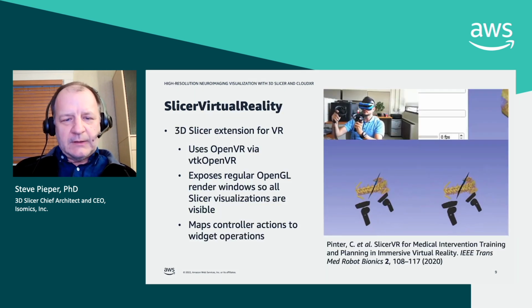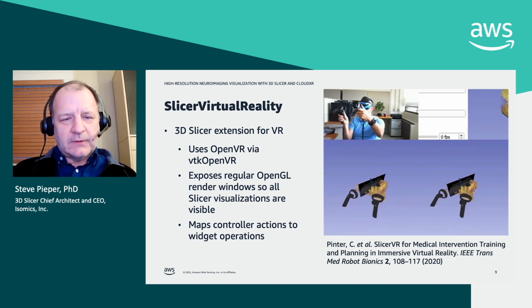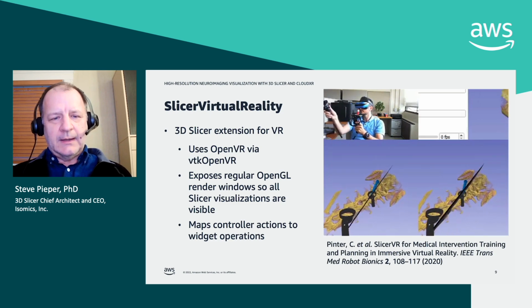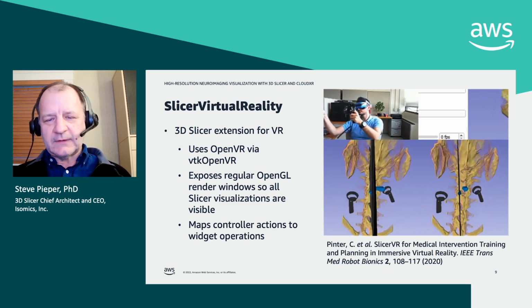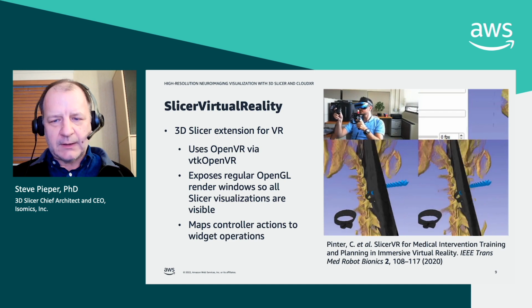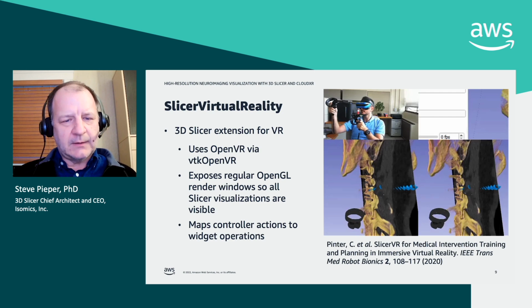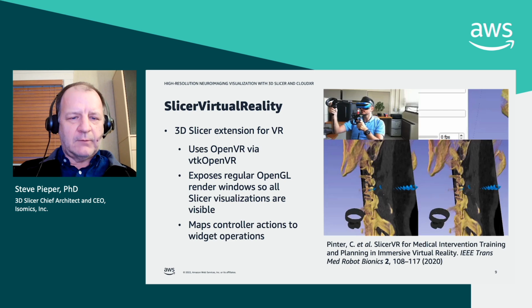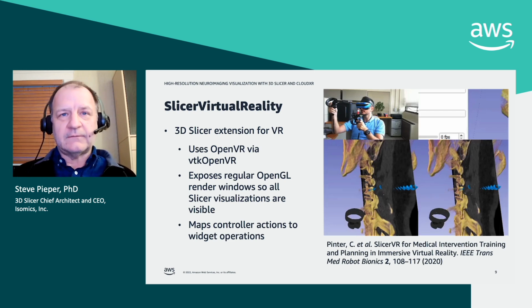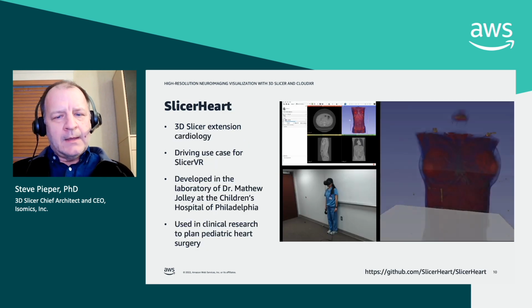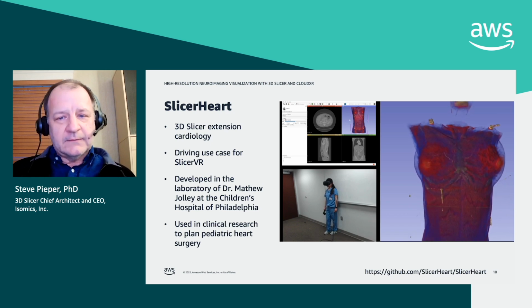So one of the things that's been enabled is a virtual reality infrastructure. So here's Csaba Pinter using the Slicer virtual reality infrastructure, and he uses controllers in this case to control views of a spine and an imaging plane through a spine and some simulated screws for implantation in the spine. Everything that's available in this 3D Slicer view is also in the VR environment through OpenVR and the VTK OpenVR wrappers. So there's quite a bit of functionality that's just leveraged from other Slicer use cases and made available in VR.